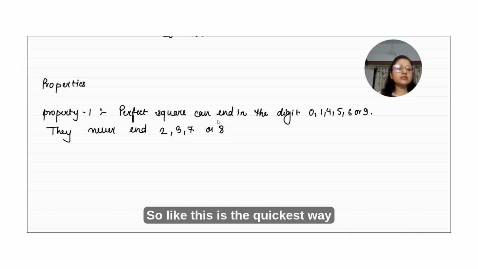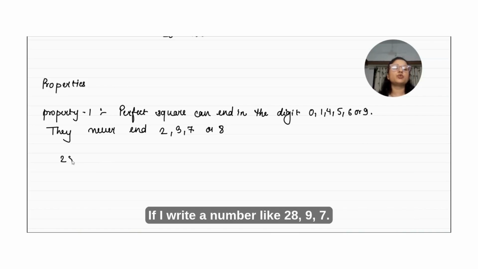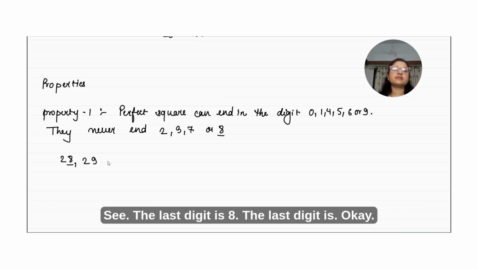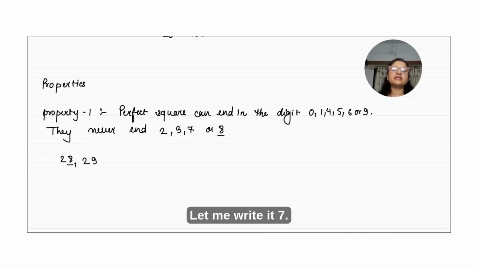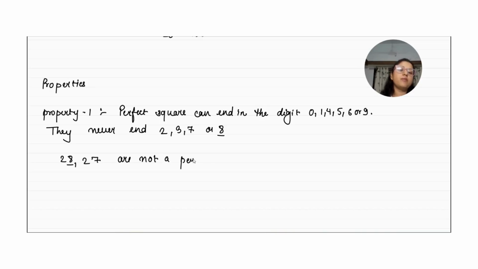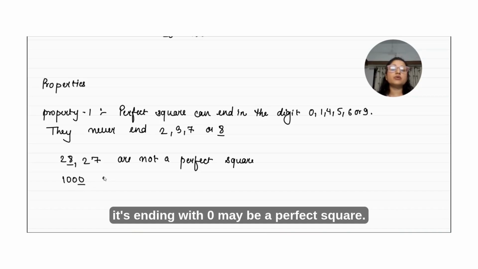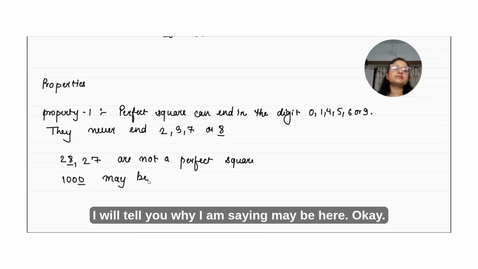This is the quickest way to say whether a number is a perfect square or not. If I write a number like 287, the last digit is 7, so this is not a perfect square. Now, if I write 1000, as it's ending with 0, it may be a perfect square. I'll tell you why I'm saying maybe here.